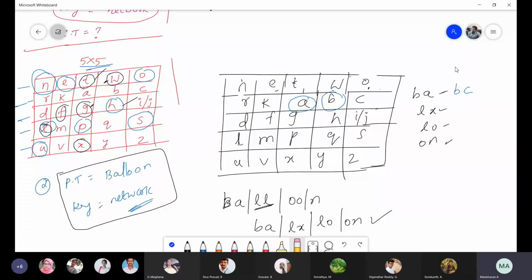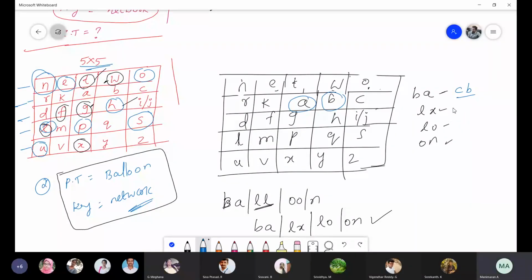Some mistakes here. So first one is B, next one is A. So what is the rightmost letter for B? That is C. The rightmost letter for A is B. So this is the ciphertext, C and B. Okay, we need not check the diagonal value. That's why we are taking this. So understood now?